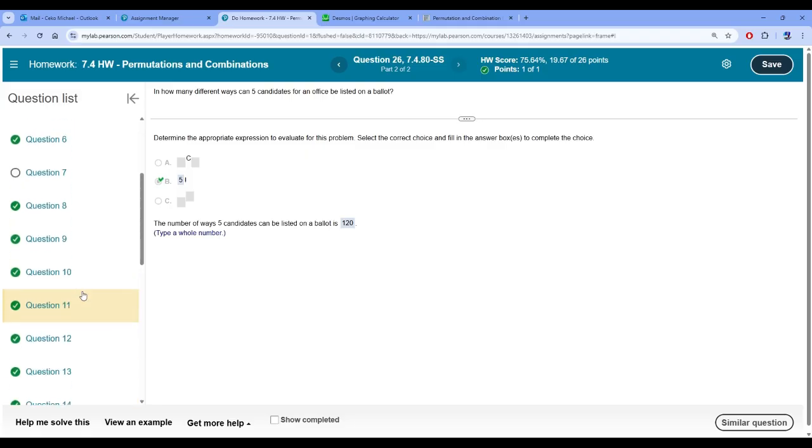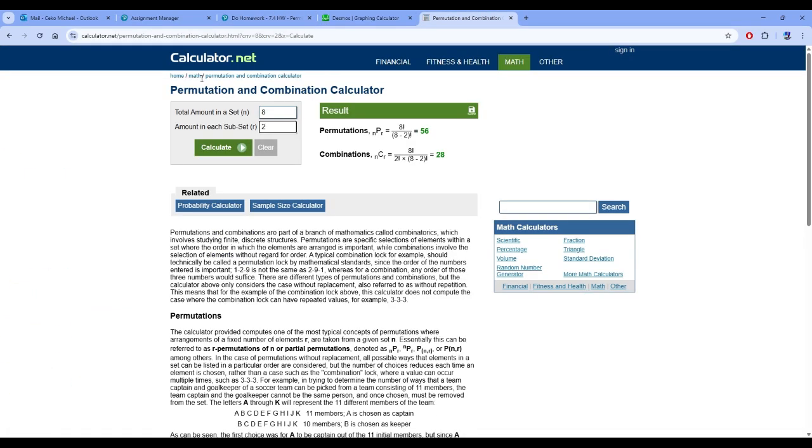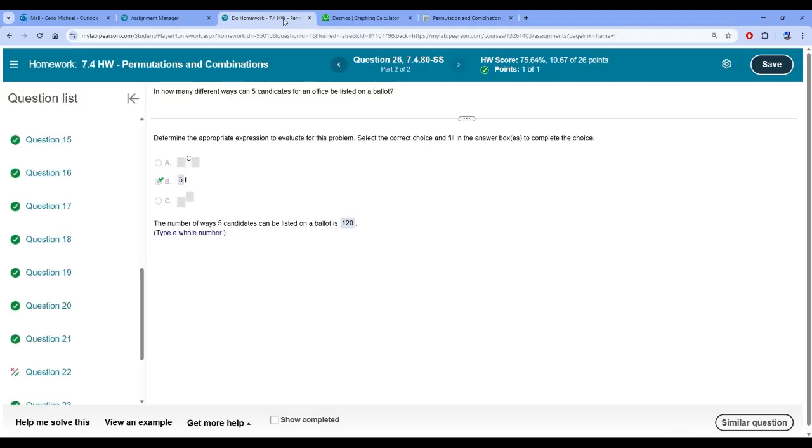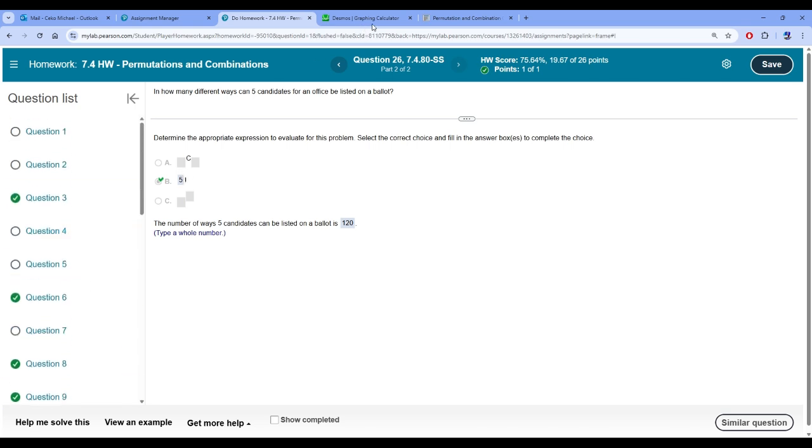Awesome. So pretty straightforward, not too bad. Permutations and combinations, a lot of calculator. I used this website, calculator.net, and went to the permutation and combination calculator. It's more of the understanding when it's factorial, when it's going to be divided by, and so forth. All right. Best of luck.